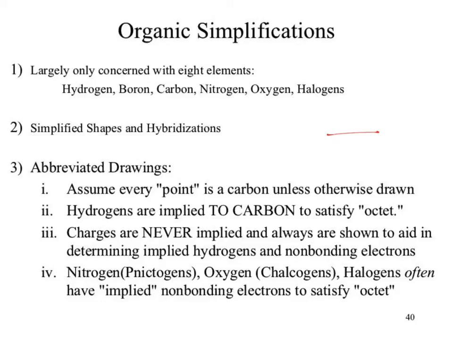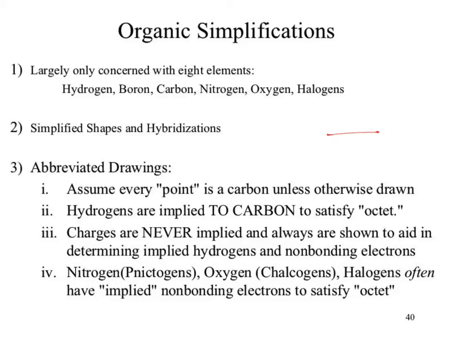They will always be shown. Why do we have to show them? Because we implied hydrogens. We can only imply one thing. We can't imply multiple things. The next part, all of your nitrogens, which is always a fun word to say, oxygen, and our halogens often have implied non-bonding electrons.